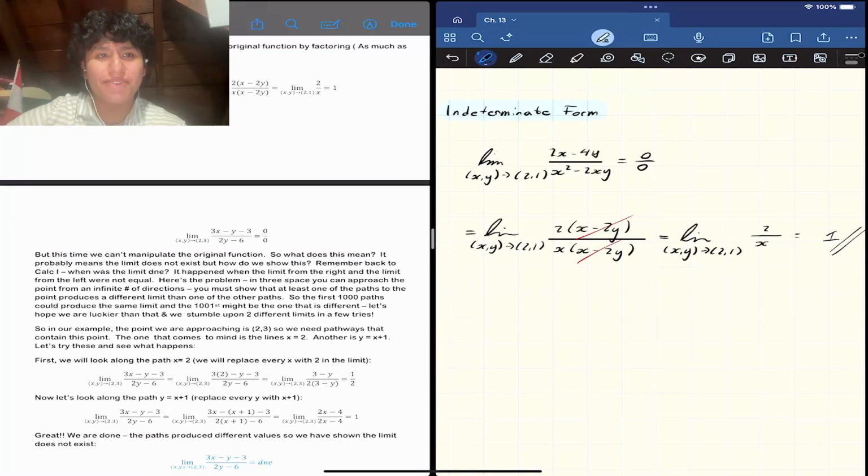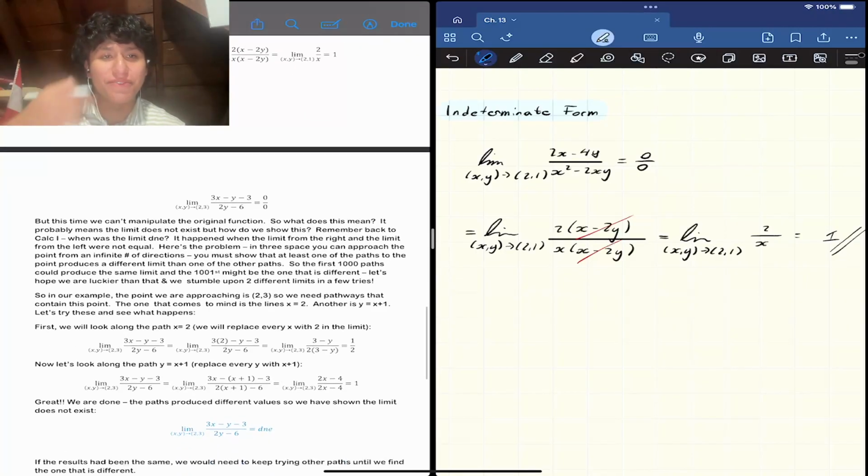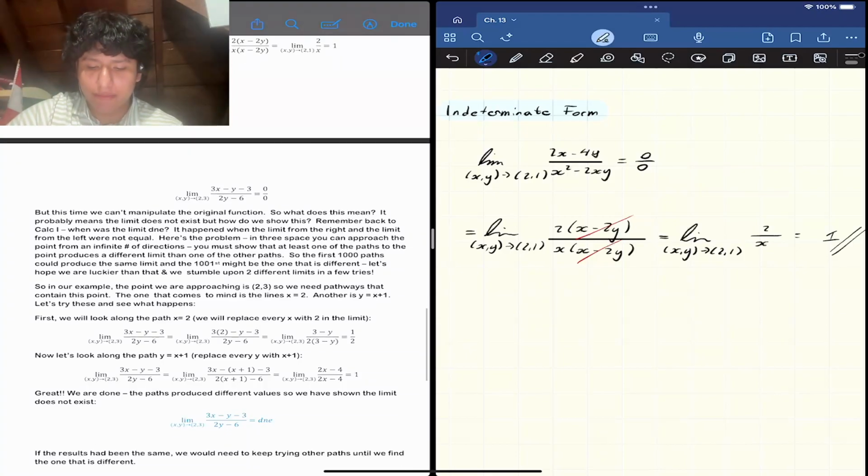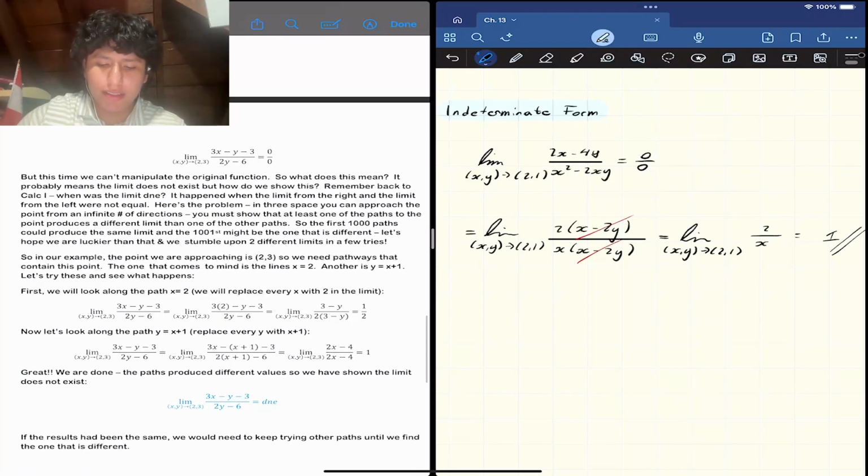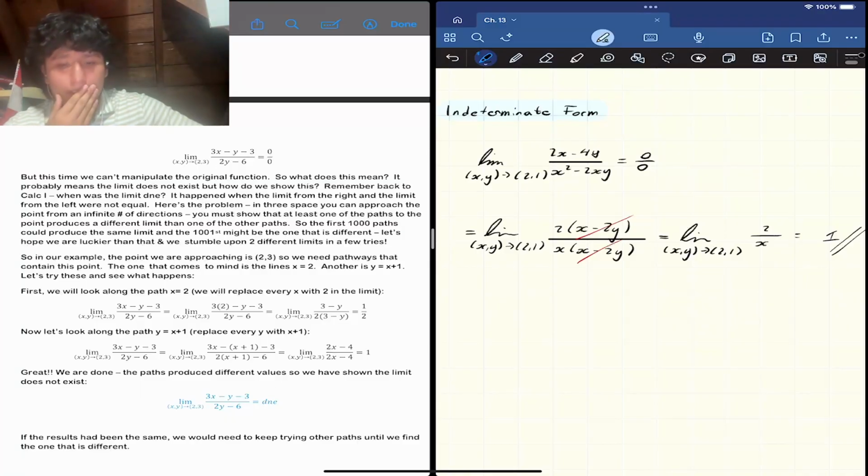Okay, I say that. Where we run into problems, as your 20-page essay, is where we can't manipulate. So what does this mean? It probably means the limit does not exist, but how can we show this? How can we show that the limit doesn't exist? I thought you could just say it doesn't exist, and then that was it. Well, no, because if it's indeterminate, then you don't know.